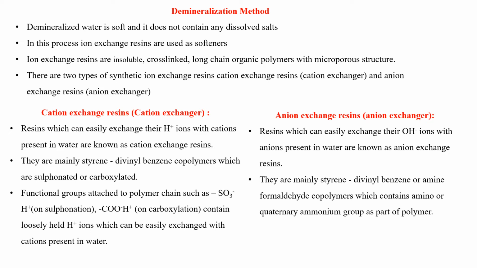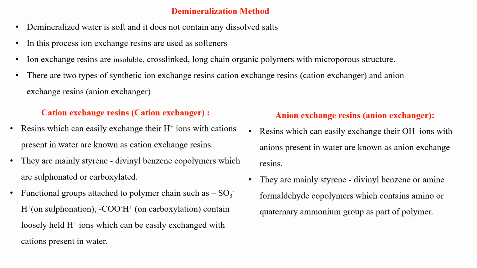So for this demineralization process, we are using the ion exchange resins, which are used as a softener in this particular process. Now what are these ion exchange resins? These are long chain organic polymers which are insoluble, highly cross-linked and have a microporous structure. Now here we are using two types of synthetic ion exchange resins, the cation exchange resin and the anion exchange resin. Let us see the cation exchange resin.